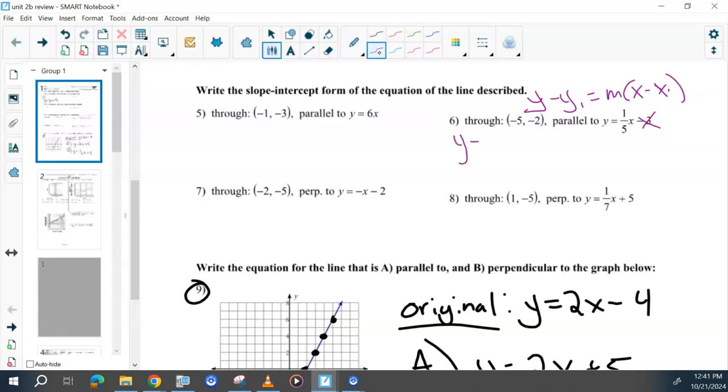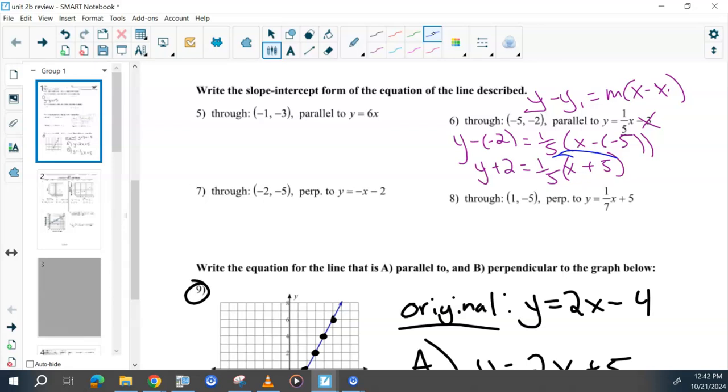So that would be y minus a -2, or you can go ahead and make that a plus, equals 1/5 times x minus a -5, or you could go ahead and make that a plus. I'm going to make those both a plus before I do anything else. And then distribute and solve.